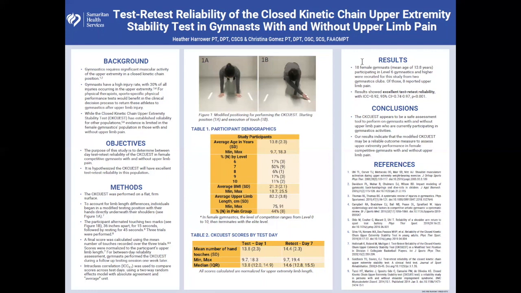Current research shows that the rate of all injuries in gymnastics ranges from 1.5 to 3.7 injuries per 1,000 hours of exposure, with 30% of all injuries occurring in the upper extremity. According to Thomas et al., these injuries tend to be more severe than lower extremity injuries and require more time out of practice. The closed kinetic chain upper extremity stability test, also known as the CKC-UEST, appears to be a useful measure for female gymnasts given the closed kinetic chain demands of their sport.